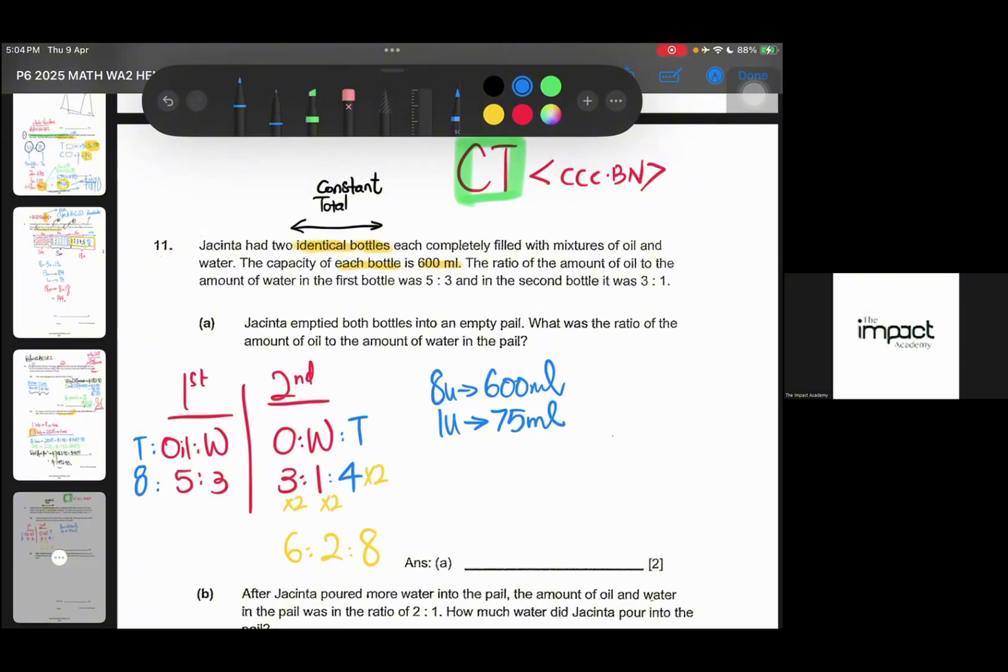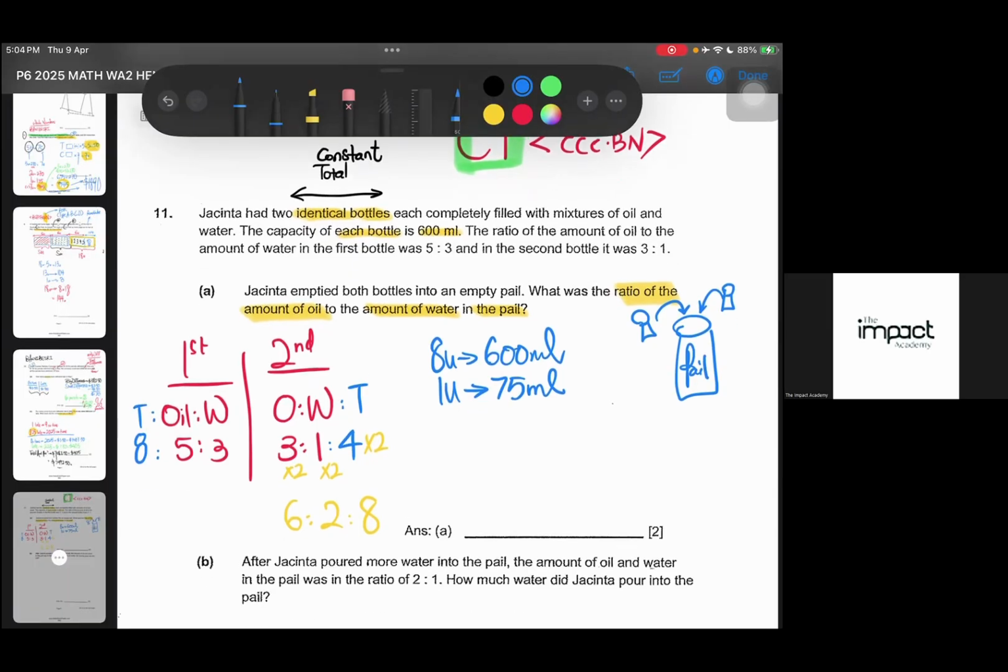What is the question asking us to find? The question wants us to find the ratio of the amount of oil to the amount of water in the pail. So I'm going to combine these two water bottles and put it into a pail. So this is my pail. I will have my water bottle here, my water bottle over here. I'm adding them into the pail. Make sense? Got it?